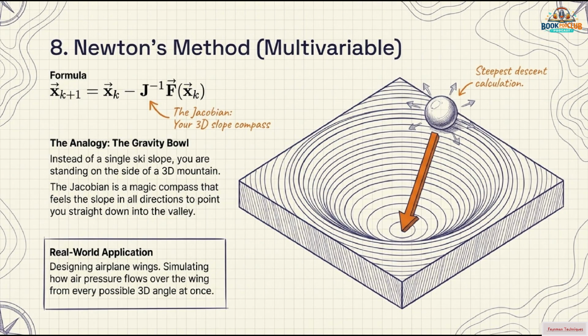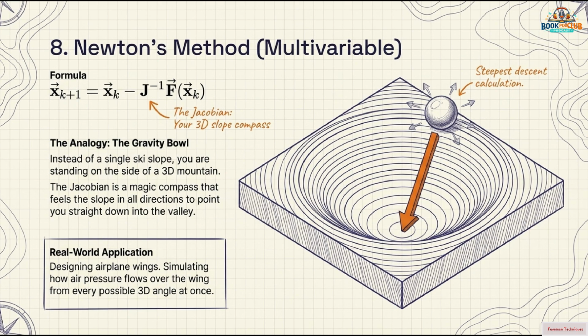Slide 9 brings back Newton's method, but multivariable. And the star of this calculation is the Jacobian matrix. The Jacobian is the beating heart of multivariable calculus. Okay, to explain this to our 12-year-old, we use the analogy of a 3D slope compass. I like this one. Imagine you are no longer on a simple 2D ski slope. You are now standing on the side of a massive 3D mountain valley, a giant gravity bowl.